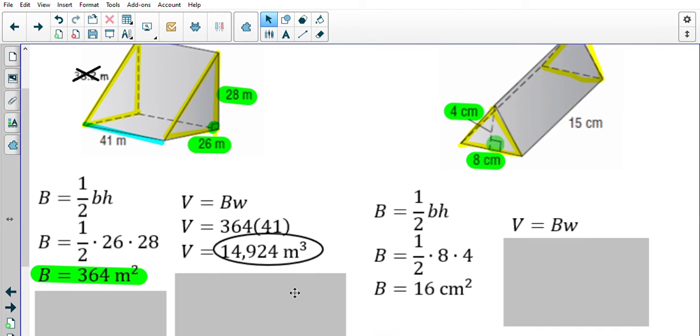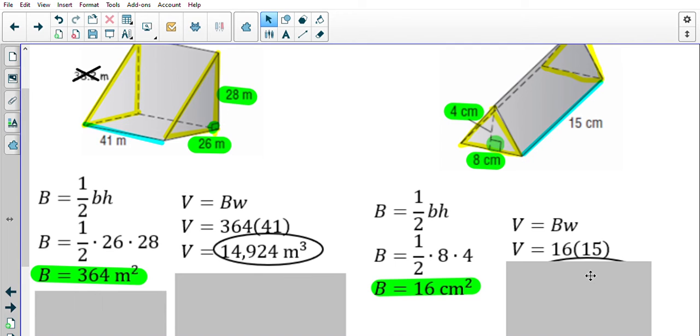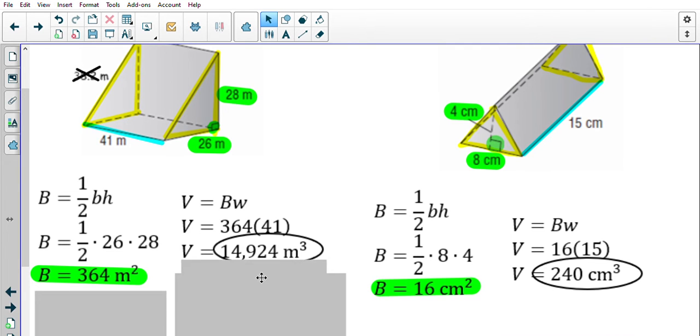That's going to get me 16 centimeters squared. And again, that's for the area of the base. Now the width of this thing is the number we haven't used. It's the distance between your two triangular bases. That will be 15. So we'll do 16 times 15 to get our final volume. That's going to be 240 centimeters cubed.